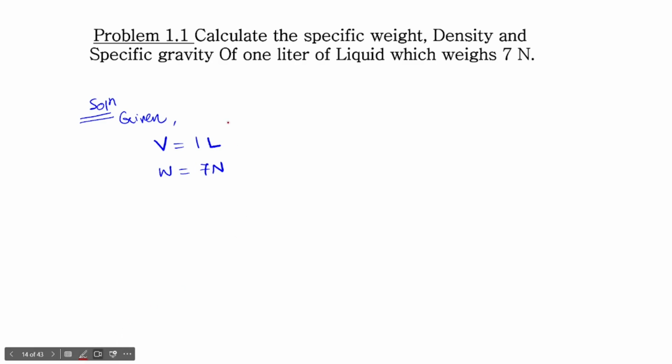Now I want to see what I need to find. I need to find the specific weight. So specific weight means small w, or gamma, equal to what, and then the density. What is the density? Density means rho equal to what, and specific gravity, that means Sg, equal to what. I think this problem is very easy, so you can figure it out, but you really need to know the conversion of this volume into meter cube because it's given in liters.